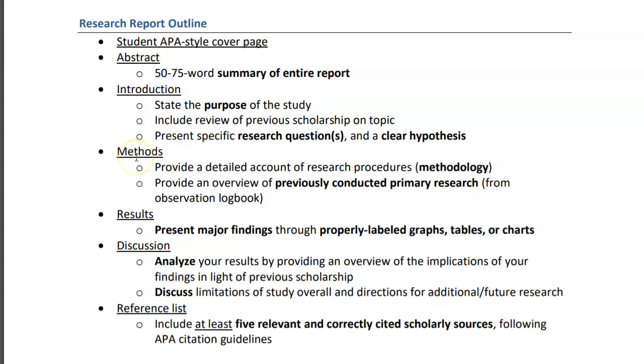The next section is your methods. So this is where you provide a detailed account of your research procedure, your methodology, and you provide an overview of the previously conducted primary research from the observational logbook, right? So in this section, you're going to be able to take a lot of what you wrote for the logbook and place it here, right?